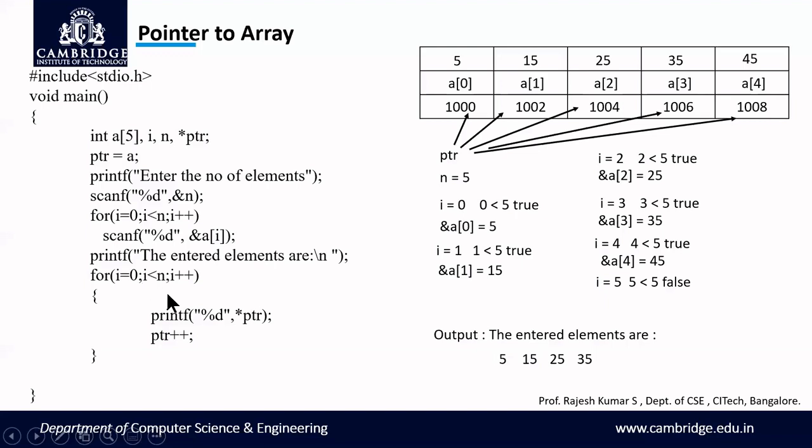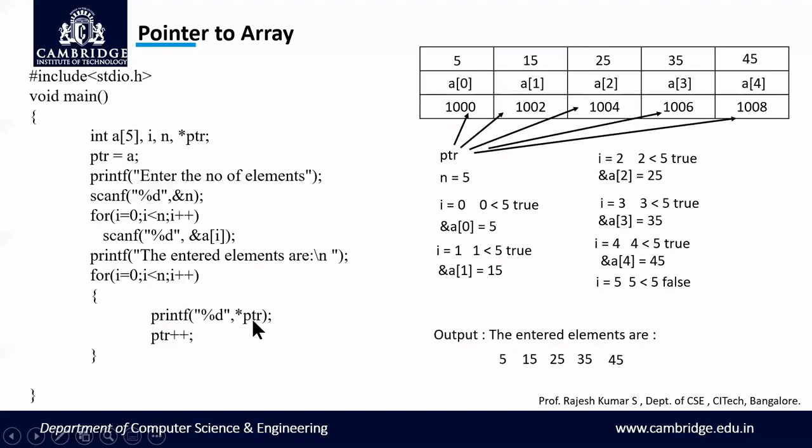The condition is true. When it comes inside, in this particular address, what value is present? The address is 1008. The value is 45. 45 will be printed on the monitor screen, and the pointer is incremented. When the pointer increments, it will go to 1010, the next address. When I gets incremented, I will become 5. 5 is less than 5? The condition becomes false. It will come out of the for loop. This is how we read the values present in the array with the help of a pointer.